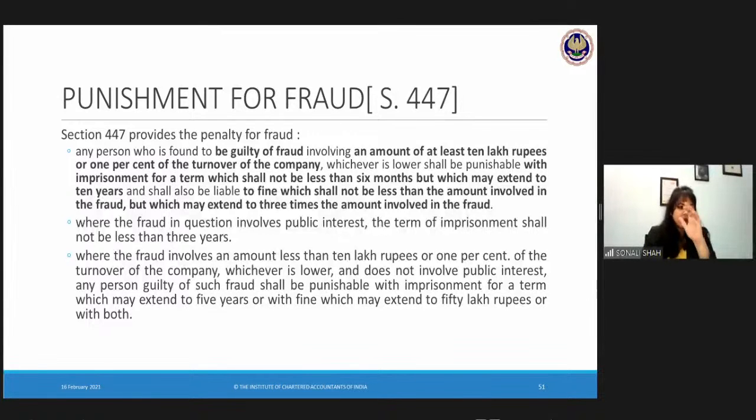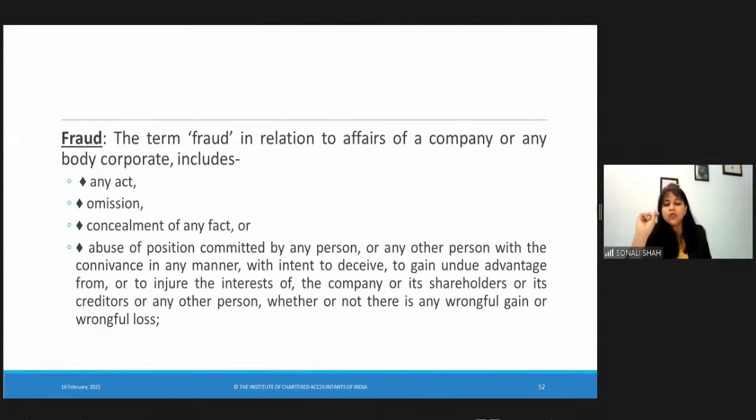Guys, don't worry, I'm coming back to section 34, 35, 36, and 37. I have mentioned punishment for fraud here itself because this term fraud keeps coming in these 4 sections. That is why I mentioned it beforehand, so that it does not create any confusion in your minds. Now, coming back to the understanding of the term fraud, because repeatedly you get to see the word fraud in terms of civil liability and criminal liability. So what is meant by fraud?